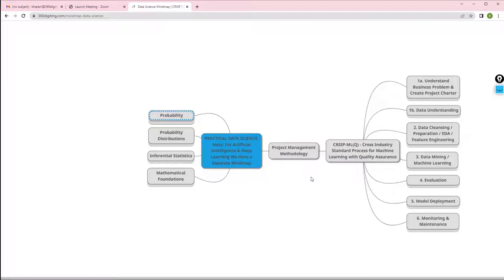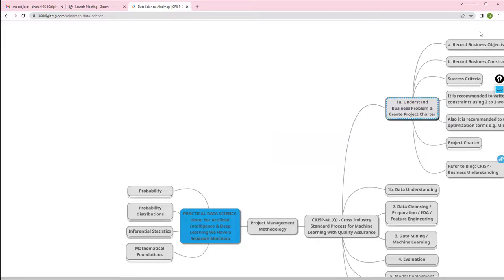And here is a project management methodology, which is called CRISP MLQ. CRISP MLQ stands for Cross-Industry Standard Process for Machine Learning with Quality Assurance. And this has six phases. Phase one is business understanding and data understanding. Then you have phase two, three, four, five, and six.